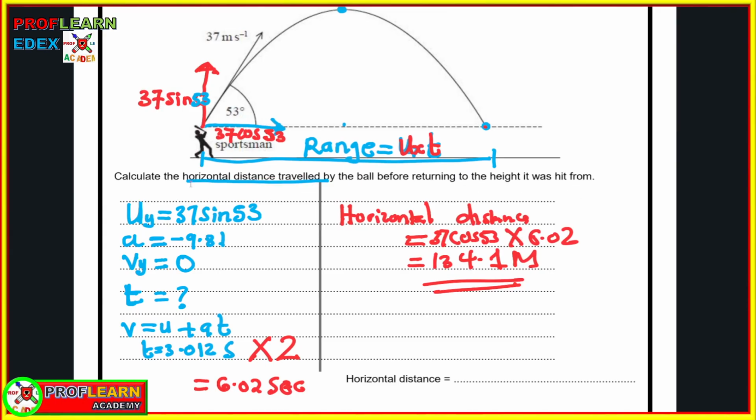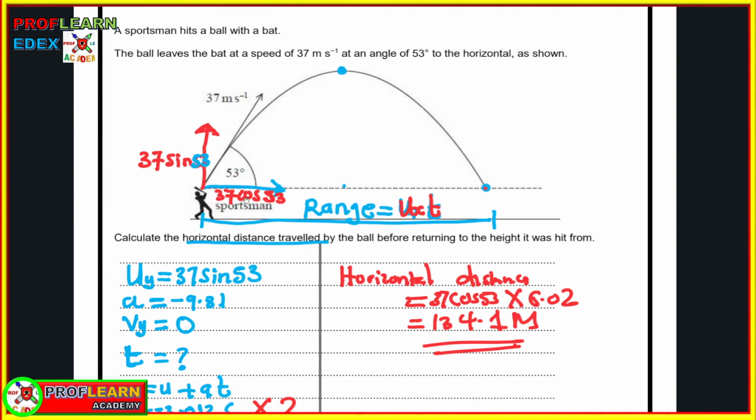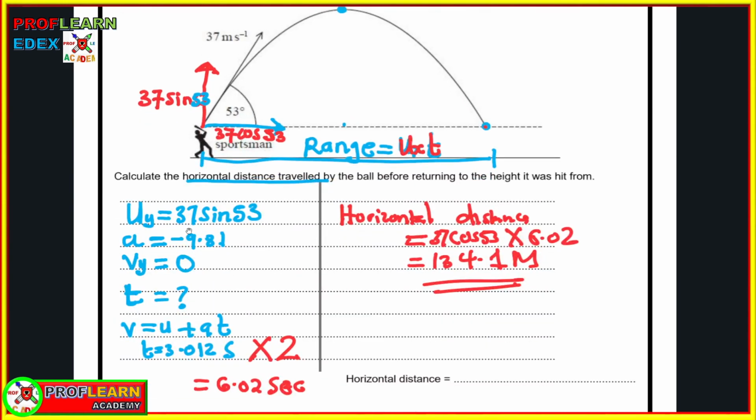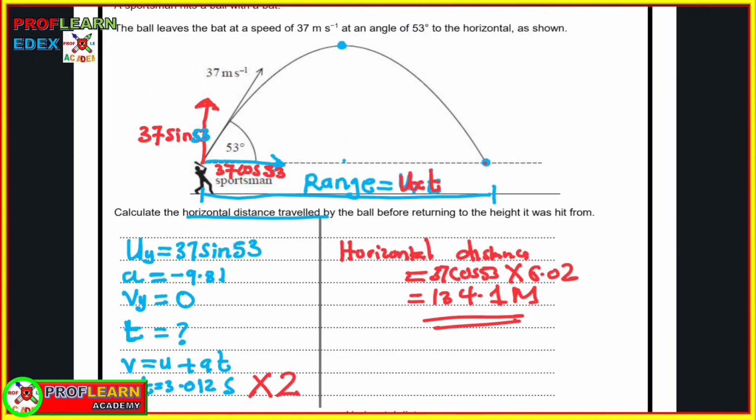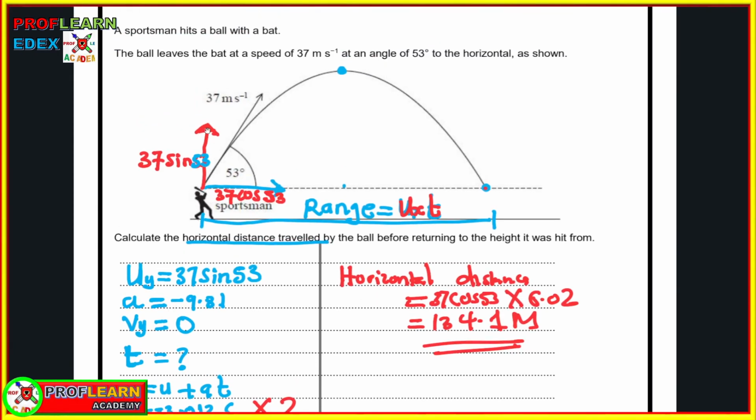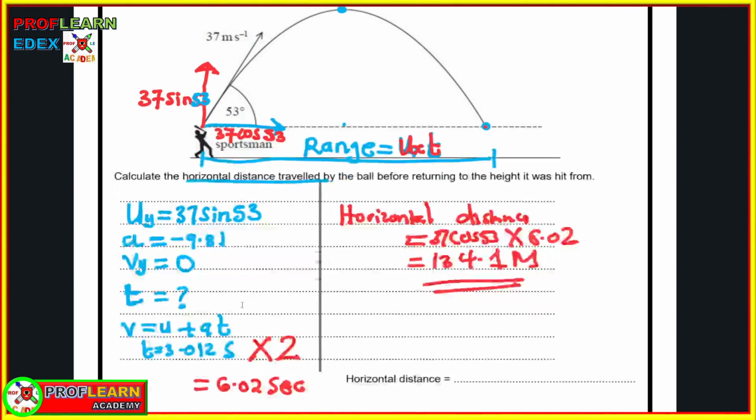So first, we are supposed to resolve the horizontal component and the vertical component. Now we have the vertical component as 7 sine 53. For acceleration, we shall use negative 9.81 because this object is moving upwards. If an object is moving upward, it is going against gravity and the object will be decelerating. So the acceleration of the object will be negative because the object will be slowing down.